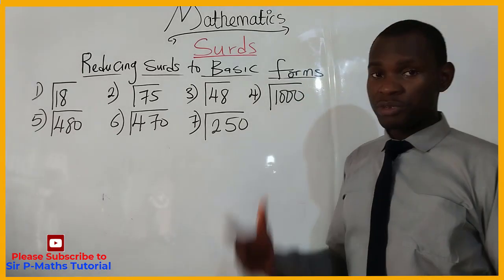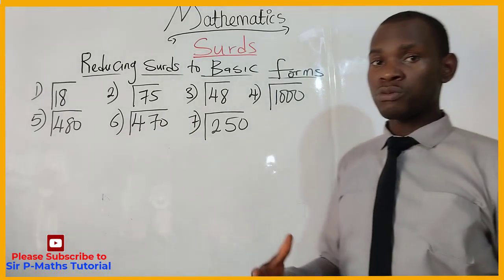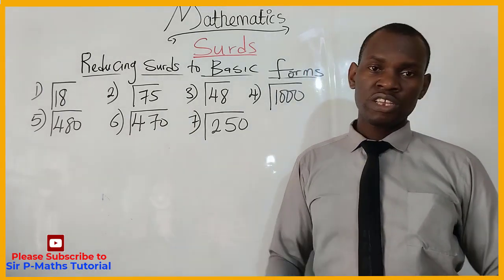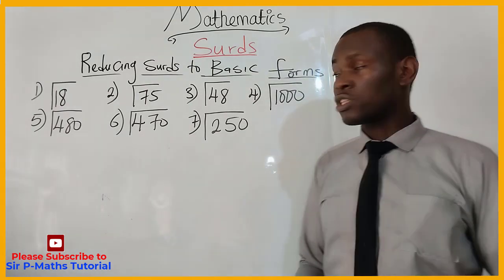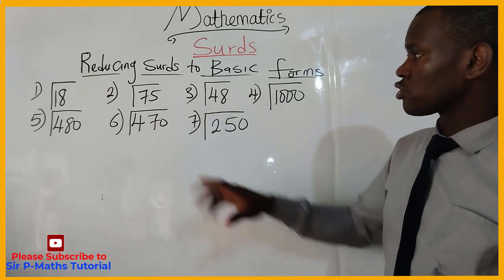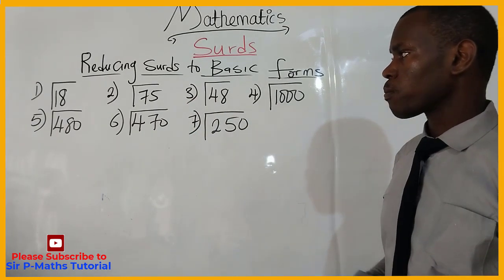In our class today we shall be considering the reduction of surds to their basic forms. In my previous videos, I was able to treat the basic rules in solving surds. Check my YouTube channel and avail yourself the video. So let's consider the reduction of surds now. What do we mean by reduction of surd to basic form?